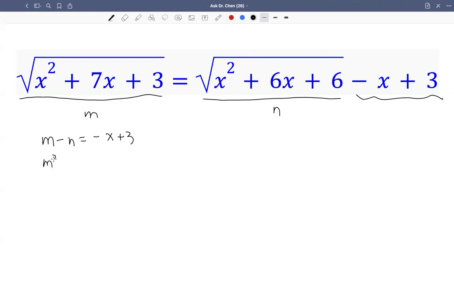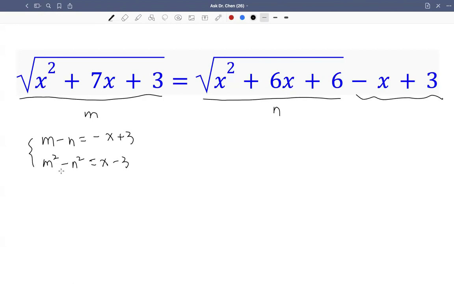If we square m minus square n, so we get x squared plus 7x plus 3 minus x squared plus 6x plus 6. x squared minus x squared becomes 0. 7x minus 6x becomes x. 3 minus 6 becomes -3. Right? Okay, now we have these two equations.